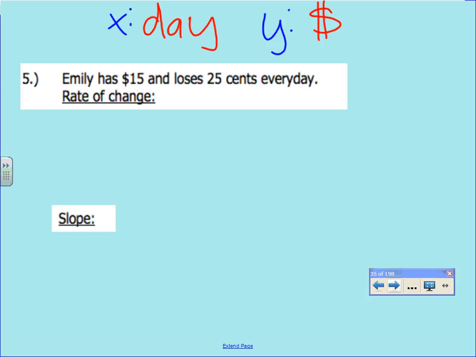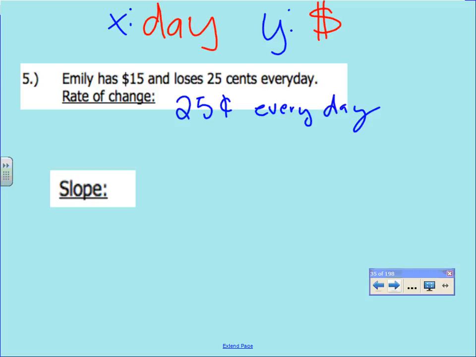All right, Madison, what is the rate of change in this problem? Good, 25 cents every day. Your key words here are every day because that's what's changing. That's what's increasing or decreasing every day, okay? Let's go to slope now. First thing that we're going to write down for slope is change in y over change in x, okay?